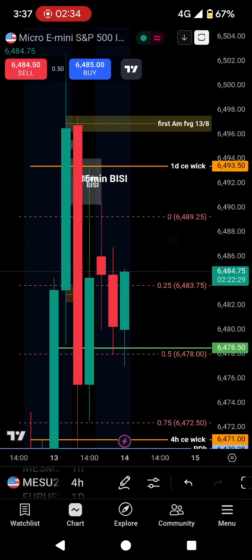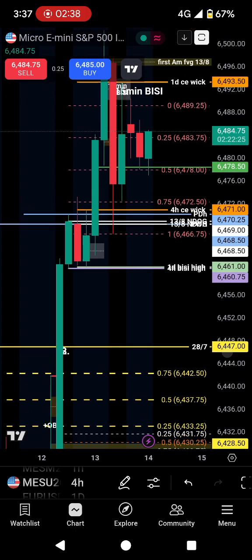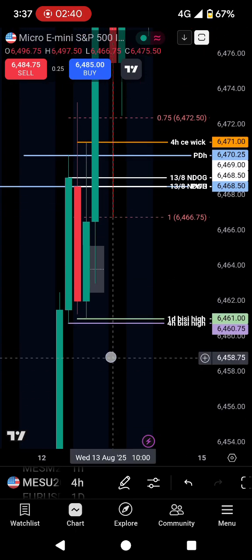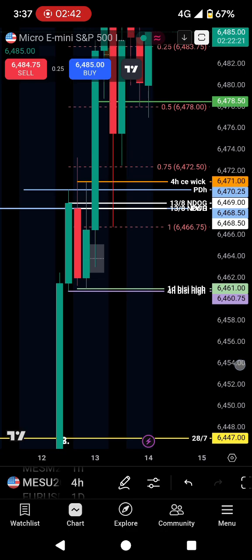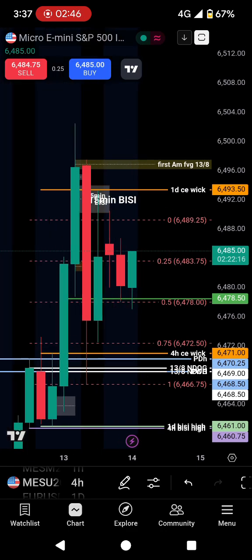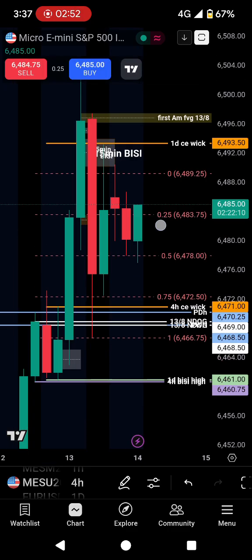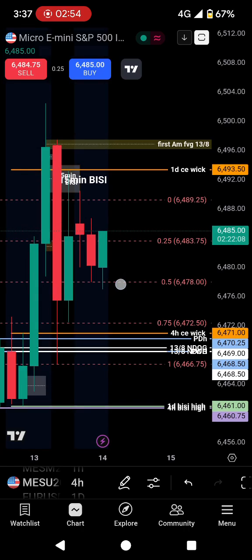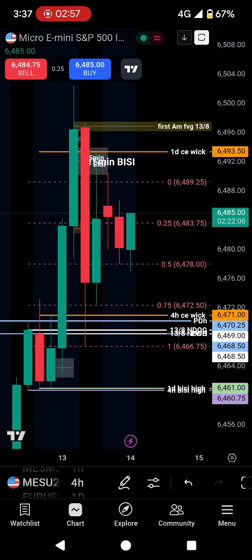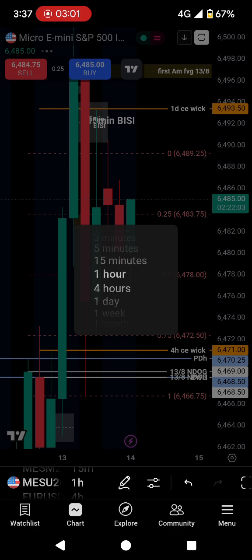So basically what I'm going to see is this. Right now we have this 4-hour BC high and also this daily BC high. And we reach toward the CE week, but we failed to reach it. And this is yesterday's new opening range gap. I don't know if it will be important or not. Let's go to the 1-hour chart.